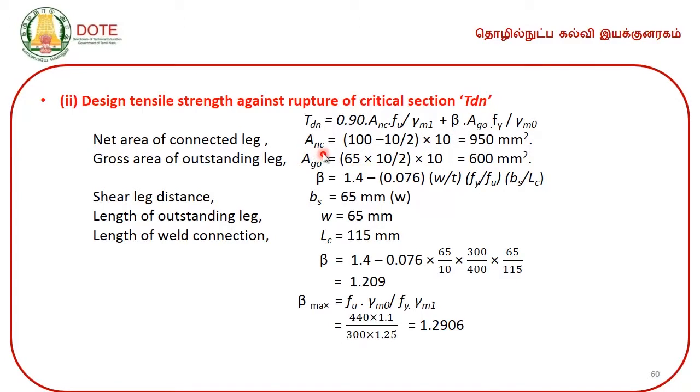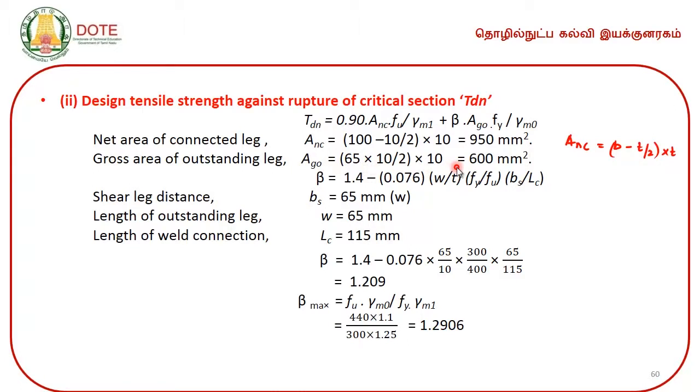So, the area of the net connected leg is nothing but the breadth B and thickness T: Anc is equal to (B minus T by 2) into T. It is a very simple expression. Now, B is the breadth of the leg, of course it is given there, so 100 minus 10 by 2, where 10 is the thickness. B minus T by 2 into T will give you the net area of the connected leg, and this is the gross area of the connected leg.